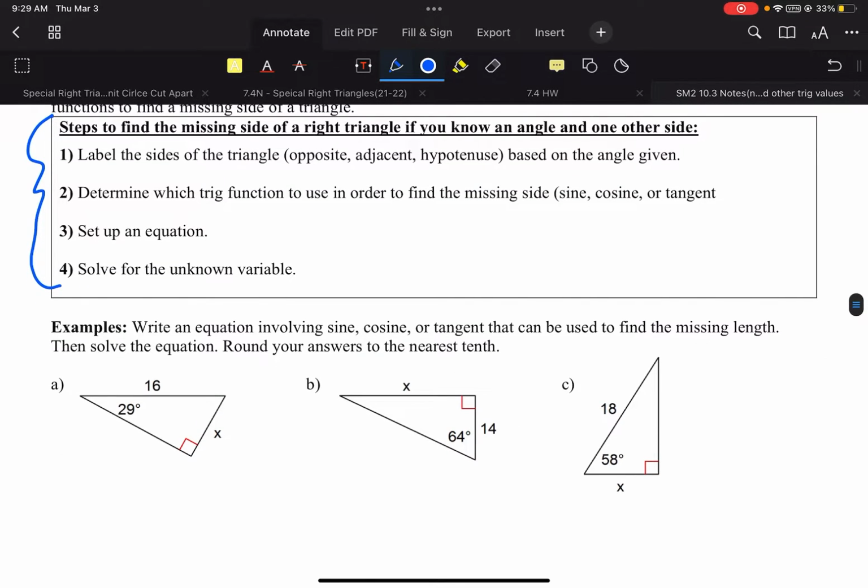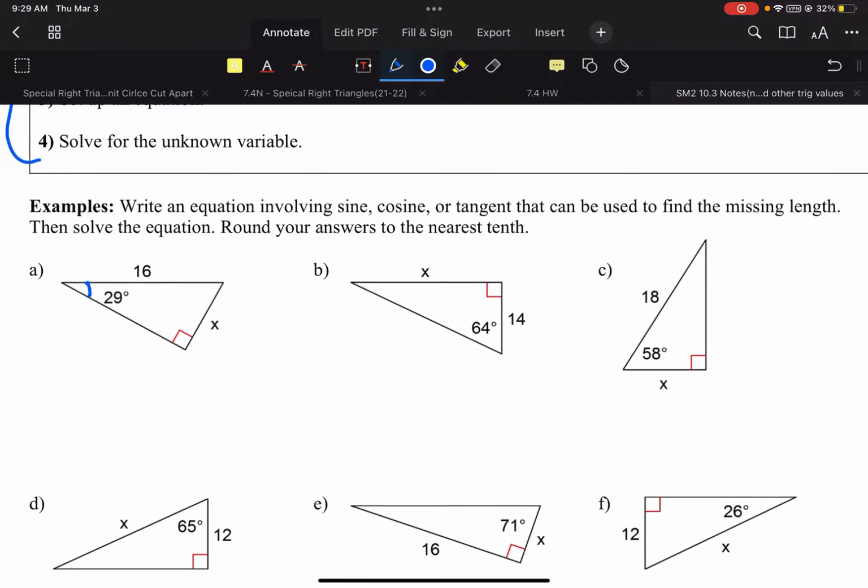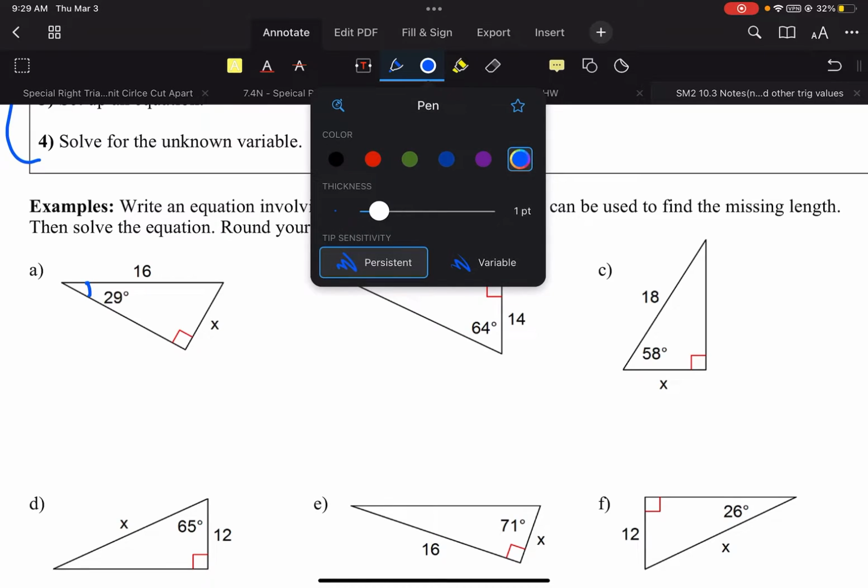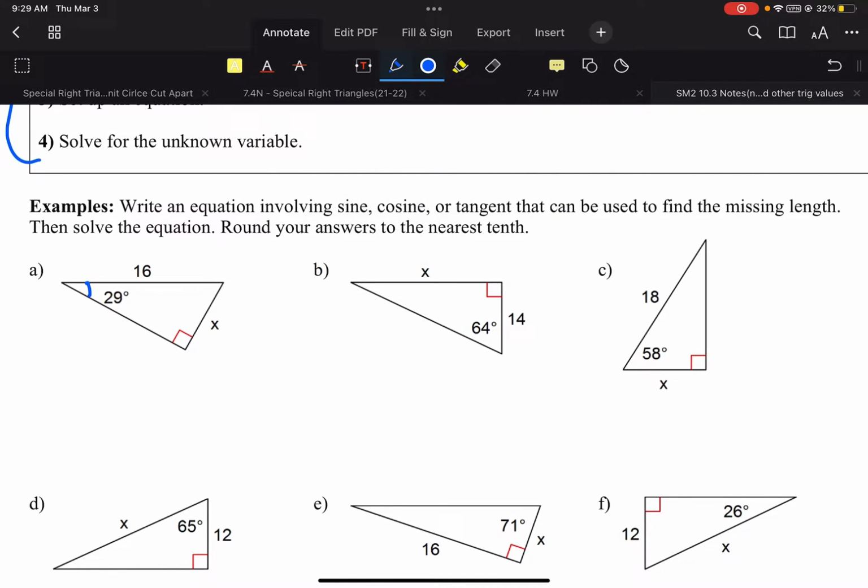So the first thing you're going to do when you see a problem like example A is know that in these problems you have an angle and a side length that you know. In this case, the angle is 29 degrees, and the top of that triangle is 16 long. We're trying to find the x value, which is the side length over there. Wherever your angle is, that's going to be your theta. So this angle over here is my theta value.